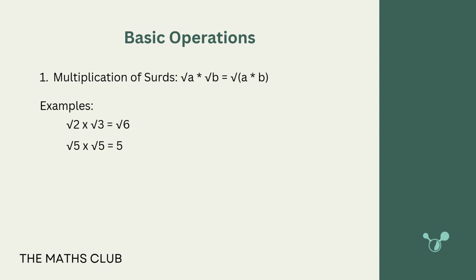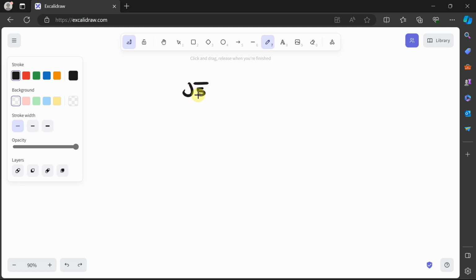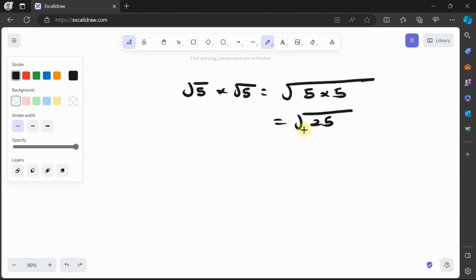Another example is square root of 5 times square root of 5. Let's solve this one together. I could put a very big square root and say this is like saying 5 times 5. And 5 times 5 is what? 25. And if you look at your calculator, if you say square root of 25, that will give you 5. So what do you notice about this? Take a minute and process. What do you notice about this?